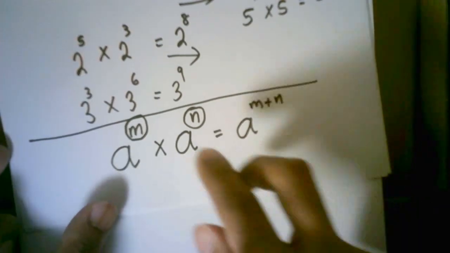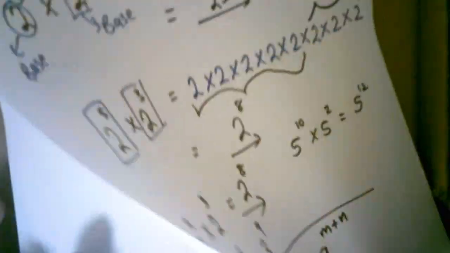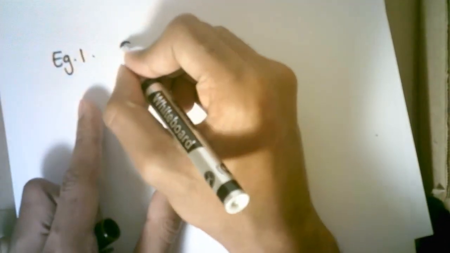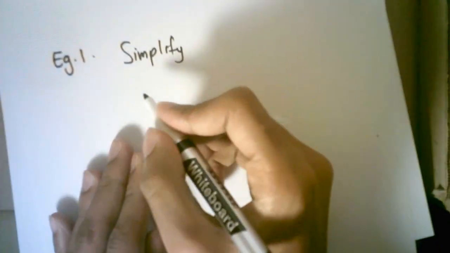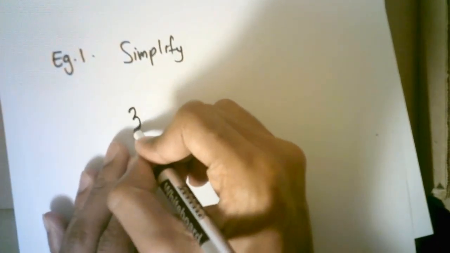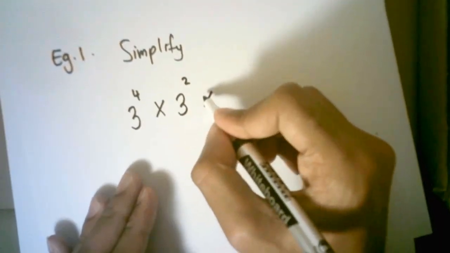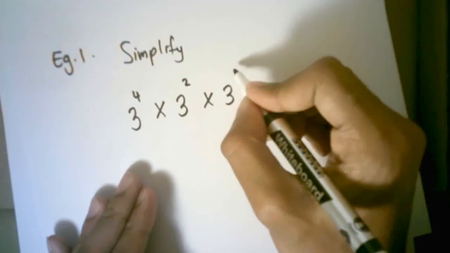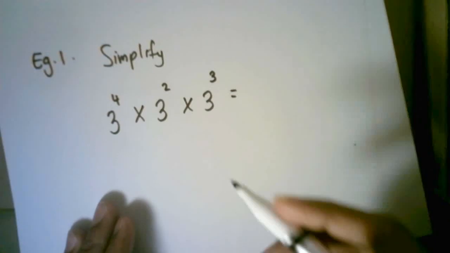So let's look at some examples. I know we looked at some investigations, but let's just look at some nice examples that will help us. So let's look at example 1. Right, example 1, I have to simplify. Usually there's an instruction for each question, so let's simplify or calculate. Let's say we have 3 raised to the power of 4 times 3 raised to the power of 2 times 3 raised to the power of, let's say, 3. Right? So that's 3 cubed.